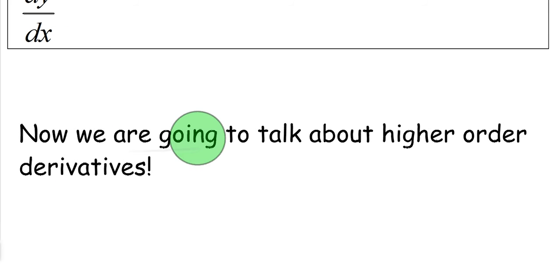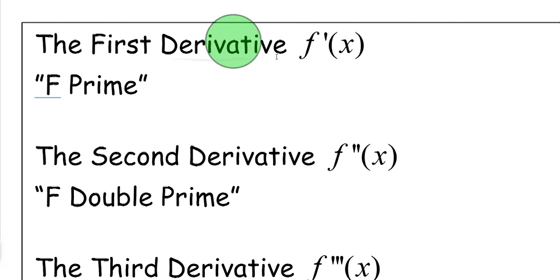Now we're going to talk about higher order derivatives. Like I said before, it's basically just taking the derivative more than once. The first derivative, f prime of x, is just f prime. Pretty simple. Now the second derivative, you put 2 notches up here, and because it's 2 notches, you call it f double prime. We'll talk about what the second derivative is, but basically it's just taking the derivative of the first derivative.